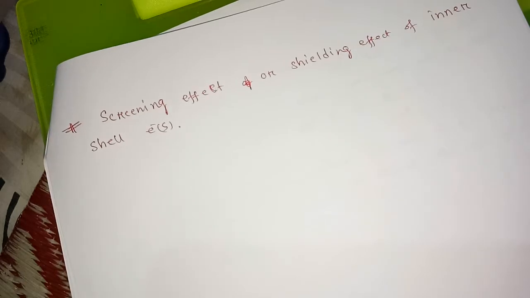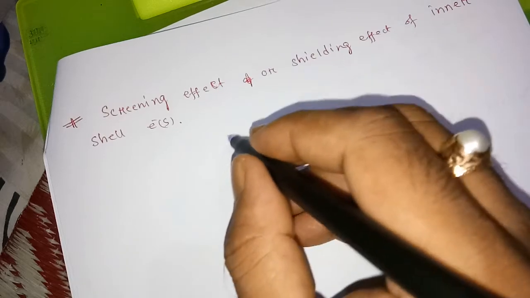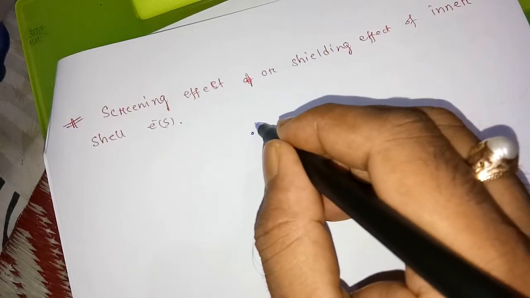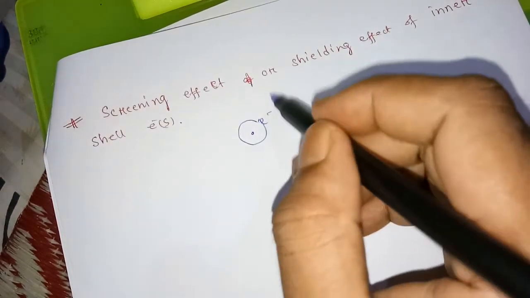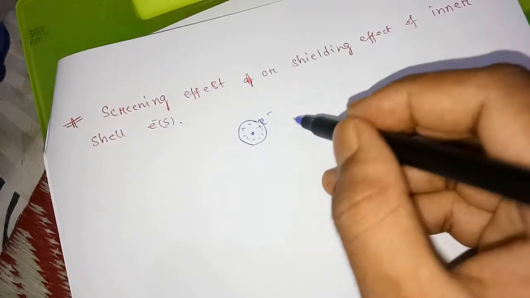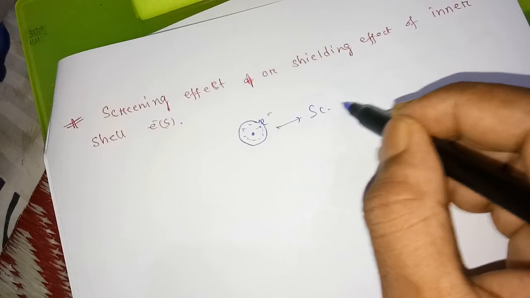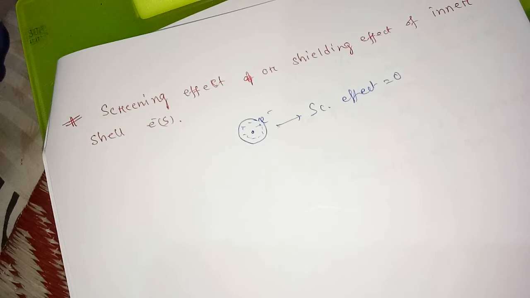Then we have another effect. This is your screening effect or shielding effect of inner shell electrons. First of all, if I take the example of hydrogen having only one electron, wherever this electron is moving, there will be no screening effect. Screening effect means one electron is screened by the other electrons. So hydrogen having one electron, there will be no screening effect.